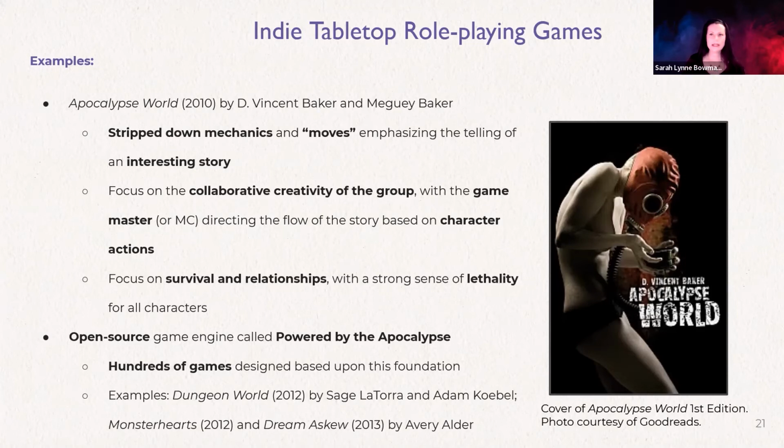So instead of memorizing a list of 100 spells that your wizard in Dungeons and Dragons can do, you have a maximum of maybe 3 to 5 moves that your character in Apocalypse World can do. And the focus is on the collaborative creativity of the group. So the game master directs the flow of the story as usual, but it's always based on the characters' actions and also even out of character conversations with the players. So the game master may say, hey, what cool thing would you like to see happen today? And then they might weave that into the story as a result. So it's very much a player-driven and character-driven game.